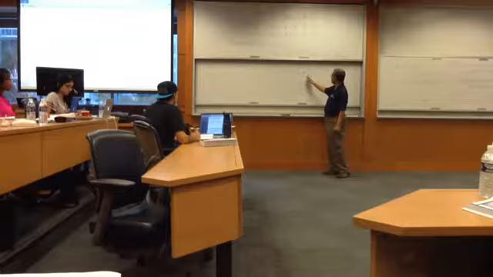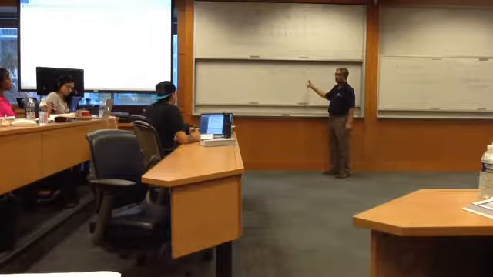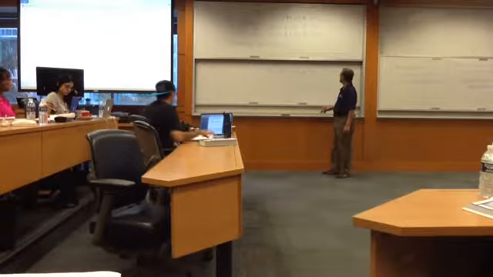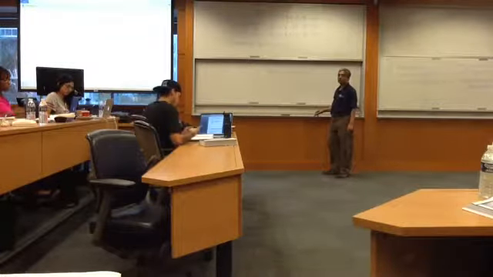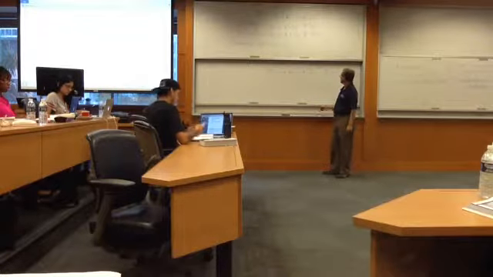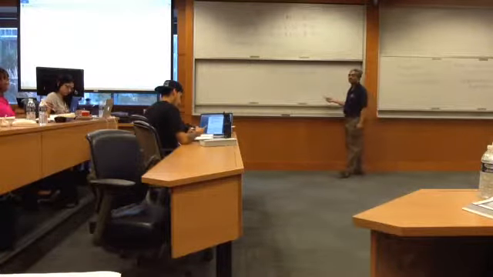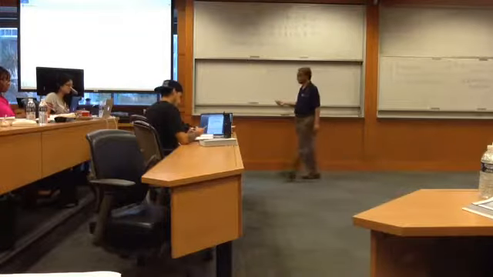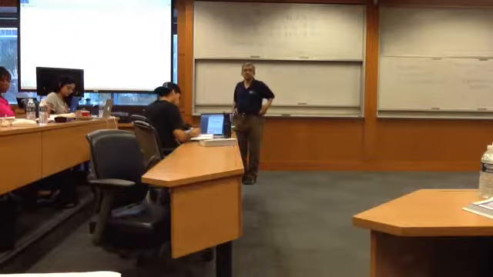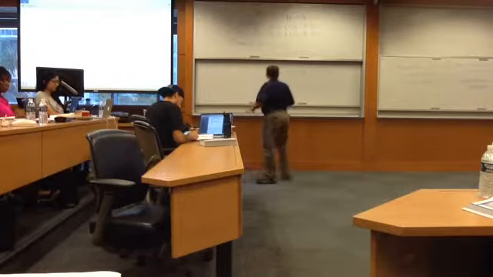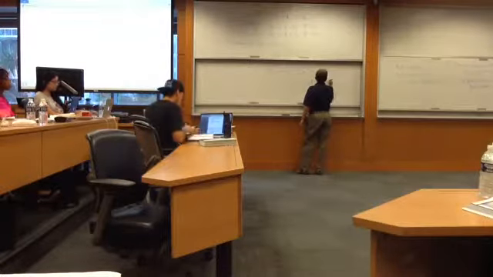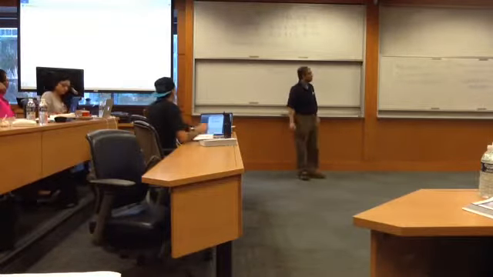So 84,000, plus 5,000 is 89, and then it's 7,000, so 96, minus 1,200 is $94,800. Right? Everybody okay on this?